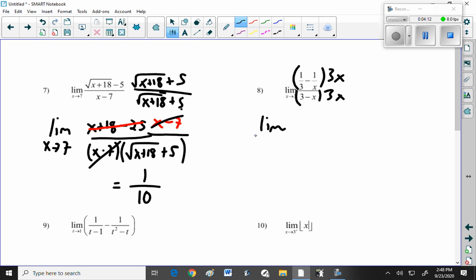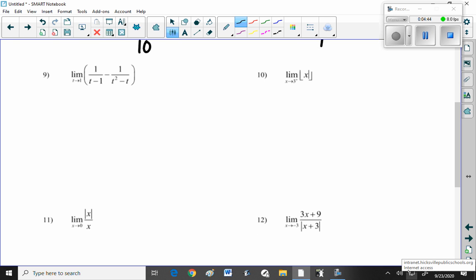This becomes the limit as x approaches 3. And I do this again because when I plug in 3, I get 0 over 0. This first term, 1/3 times 3x, becomes just x. The second term, 1 over x times 3x becomes 3. The denominator becomes 3 minus x times 3x. And these cancel to give you -1. So then as x approaches 3, this term in the denominator is 9, which gives you -1/9.